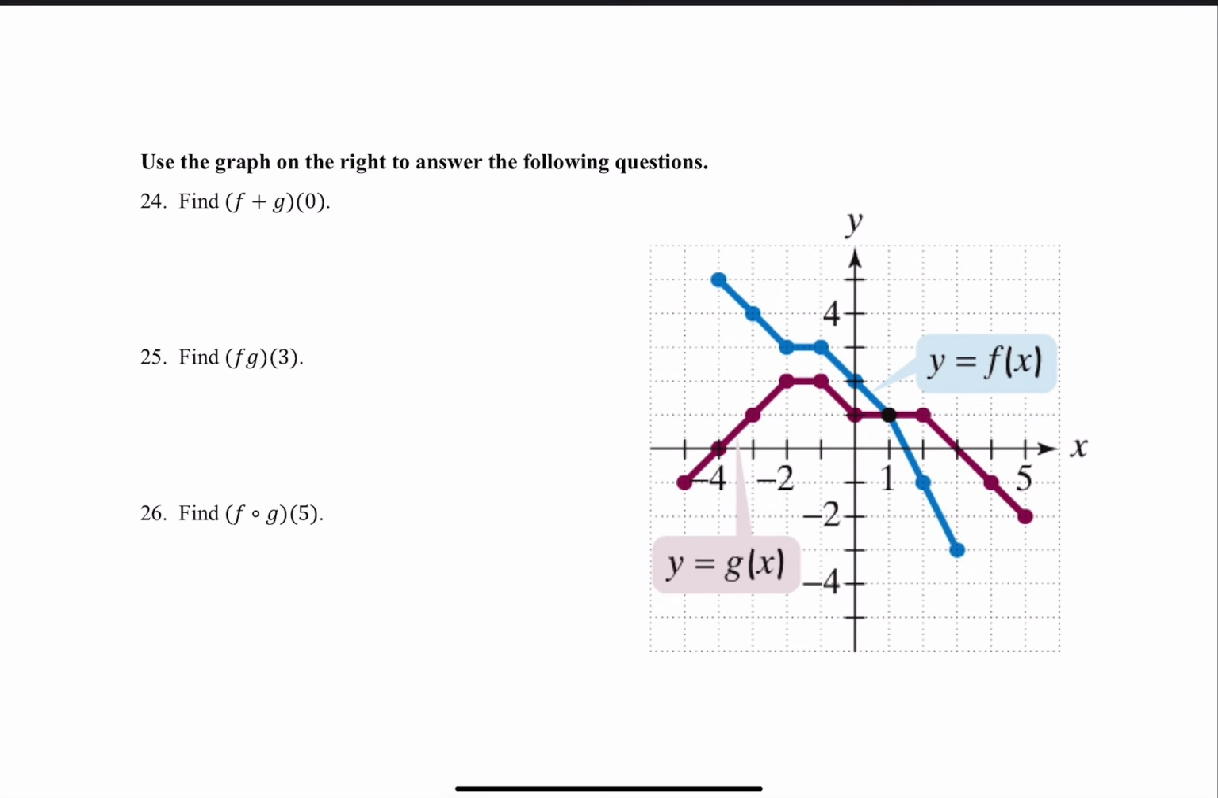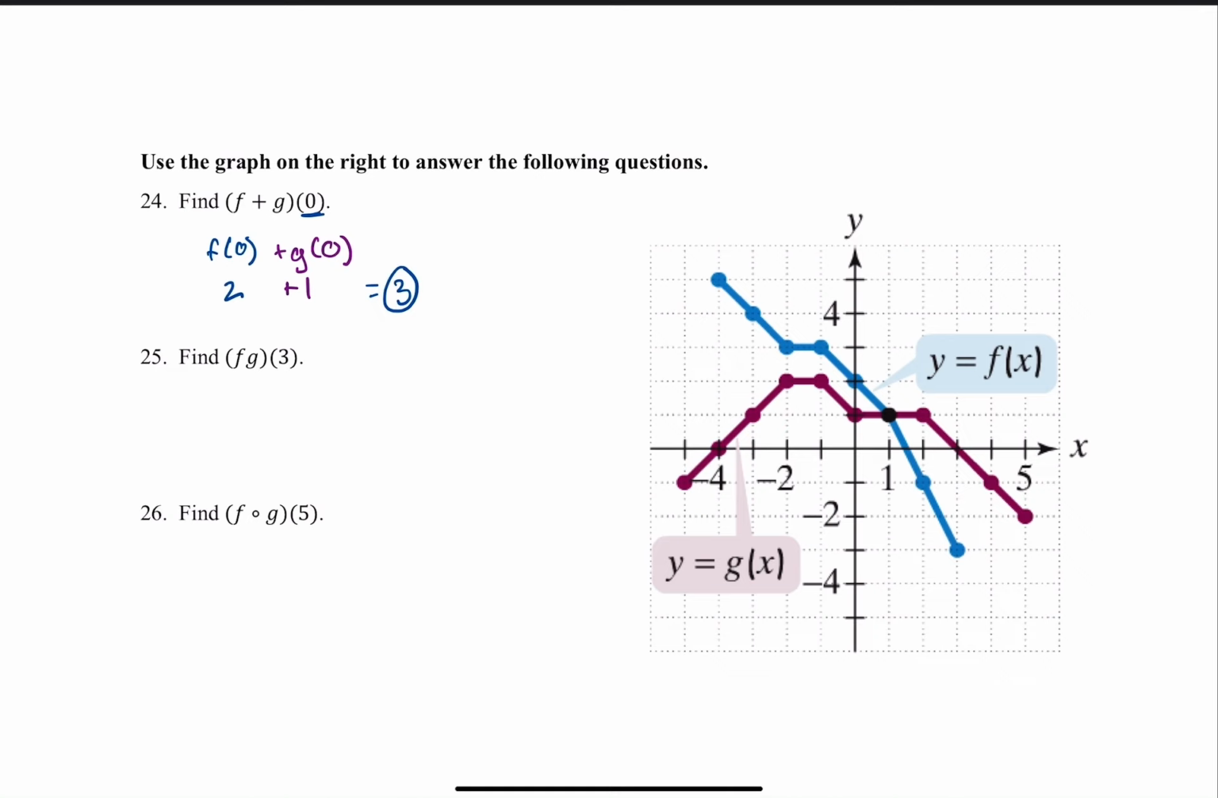So f plus g of 0. It's not really distributing, but what you could think is that this 0 needs to apply to each of the functions. So it would be f of 0, and then we add to that g of 0. For f of 0, you go to x equal to 0 and look at the graph, and you notice that you're already on the y-axis, so f of 0 is just going to be 2. By the same thought process, g of 0 is going to be 1, so our answer to the first problem is simply 3.